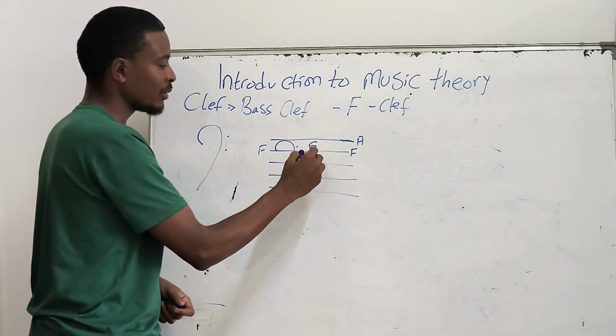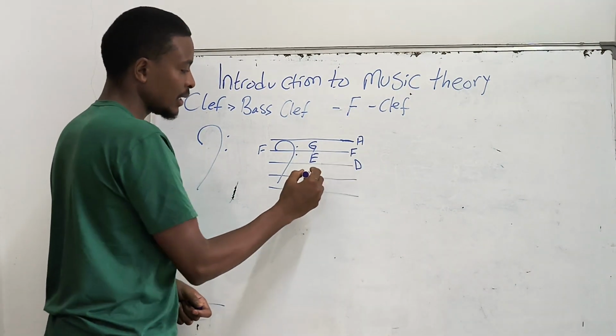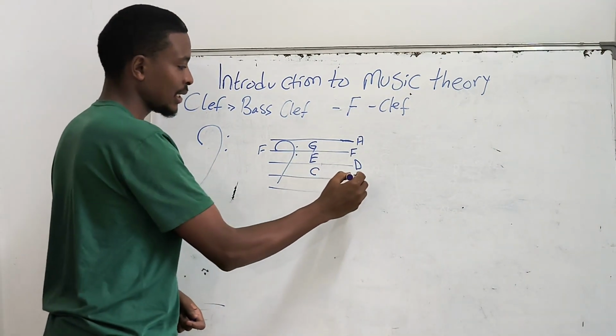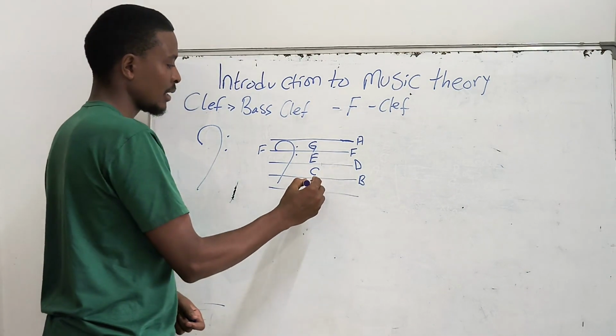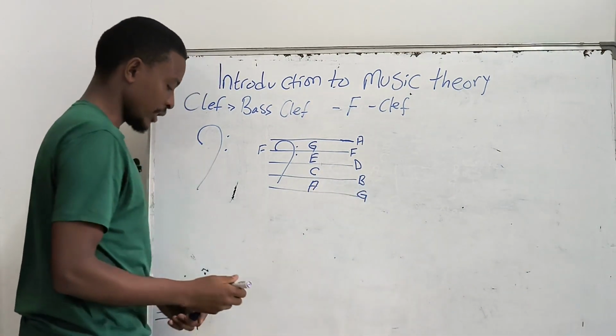Then from F going down, we are going further. This space is E. This line is D. This space is C. This line is B. This space is A. And this line is G.